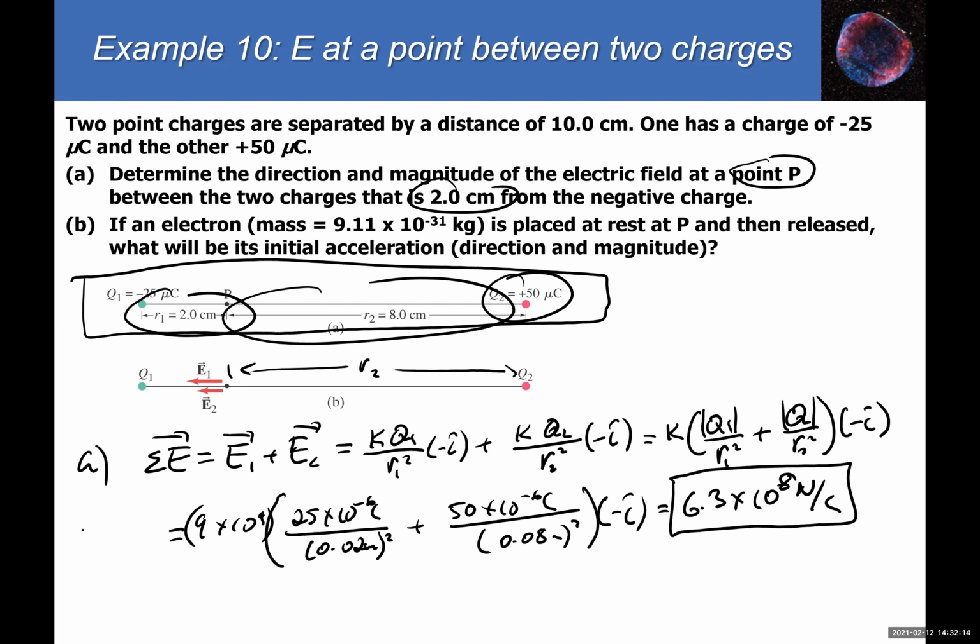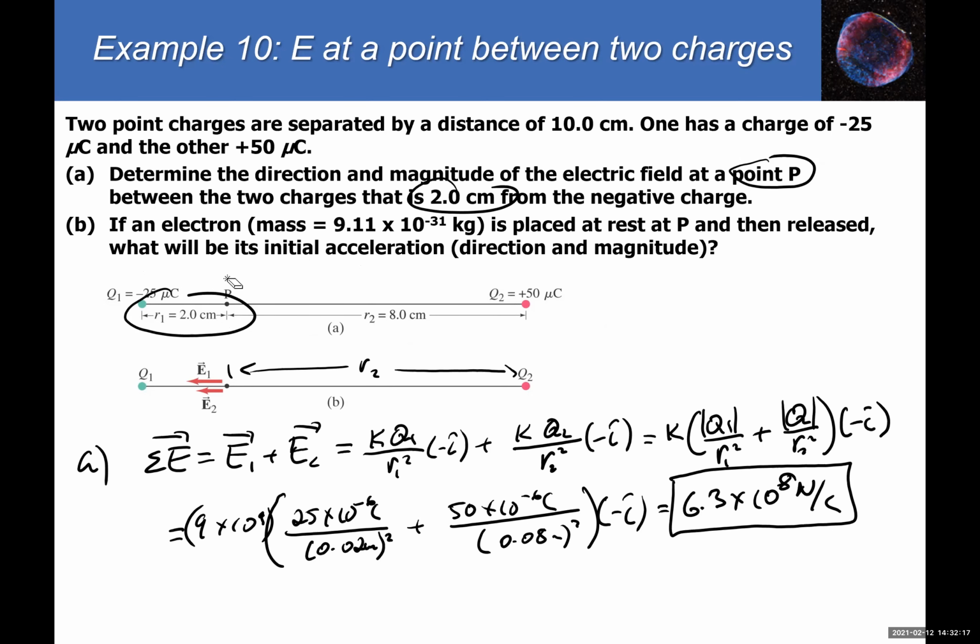That's our part A. All right, so that means at that point P right now, there is an electric field pointing in a negative i hat direction. So there's a net electric field to the left. Part B says if an electron that has a mass of 9.11 times 10 to the negative 31 kilograms is placed at rest at point P and then released, what will be its initial acceleration in terms of direction and magnitude? Well, let's see what we have.